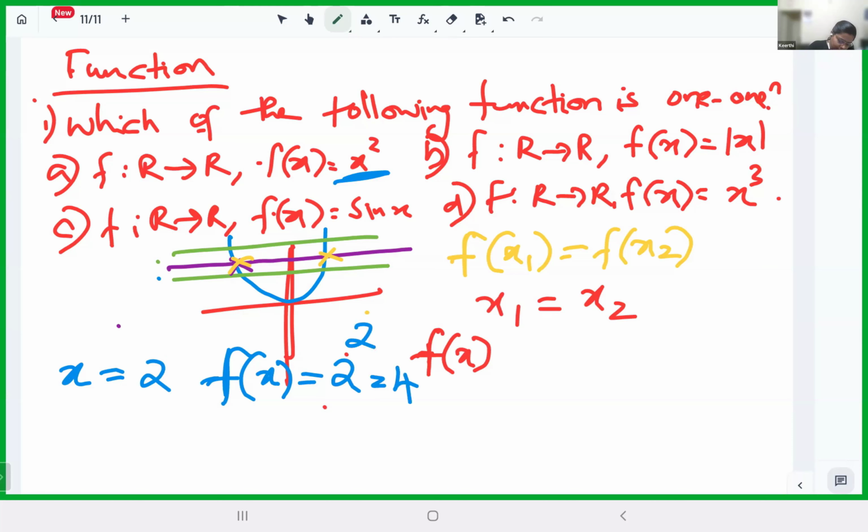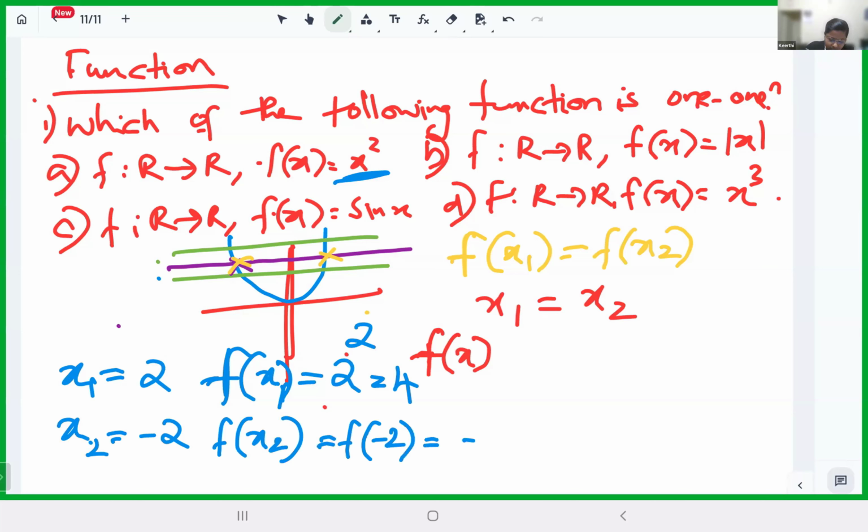Now take x2 as minus 2, another element. So what is f of x2 then? Here f of x1 is 2 square, 4. Here f of x2 is nothing but f of minus 2. That is, you have to put minus 2 in place of x. Minus 2 the whole square is equal to 4. So here you have seen that f of x1 is also 4 and f of x2 is also 4.